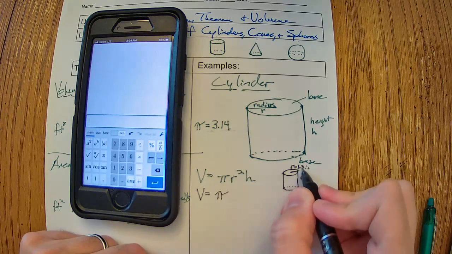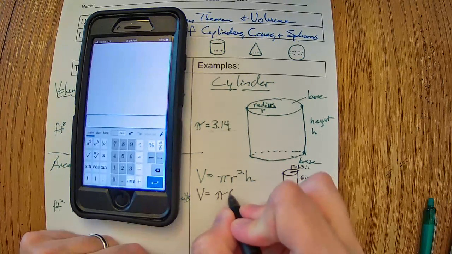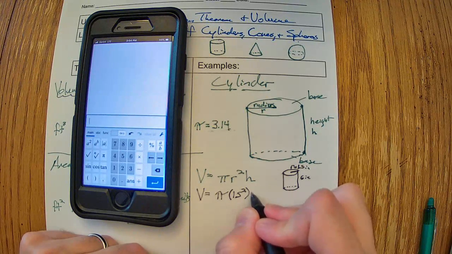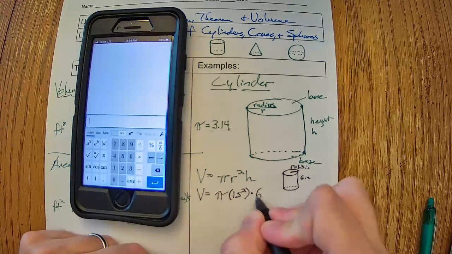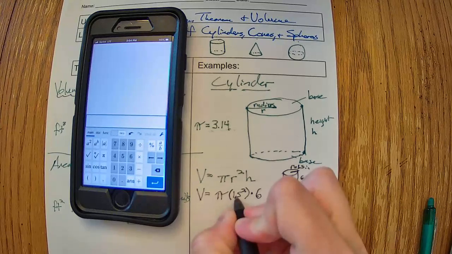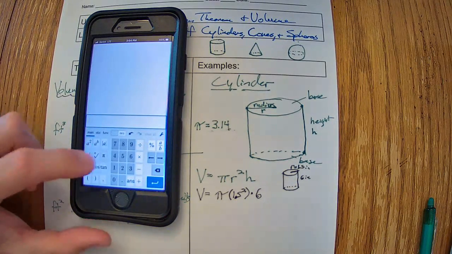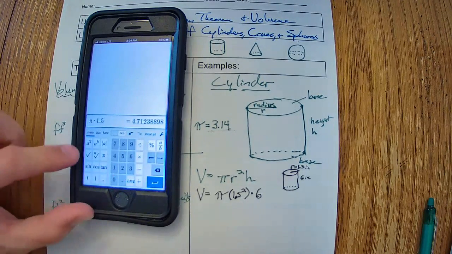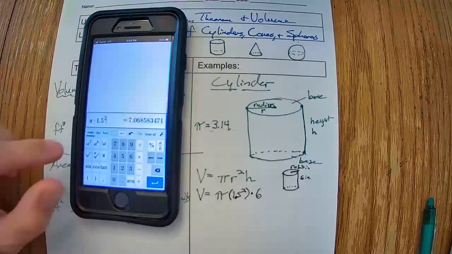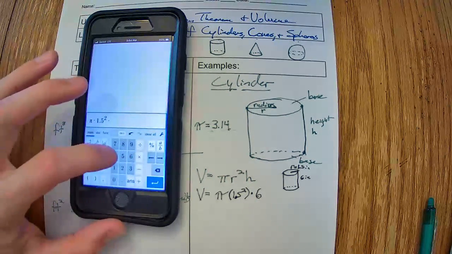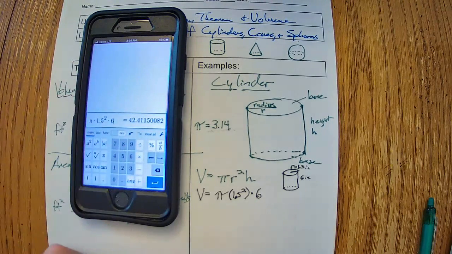Times our radius. Well, in this case, we said 1.5. So I'm going to put this in parentheses, 1.5 squared, multiplied by the height, and our height in this case is 6 inches. So all we've got to do is type that into our calculator. And remember, that is 1.5, not 15. So here we go. We'll do pi times 1.5, and on my calculator, where you see that a squared, that's my square button. So 1.5 squared times 6. And then there is our answer.